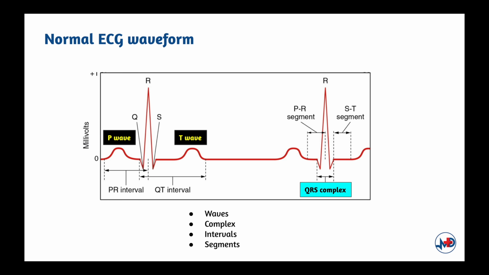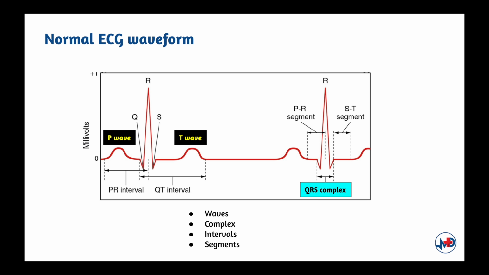This is an ECG waveform. Here we would like to introduce you to the different sections of the ECG. First, let's begin with the waves. We have the P wave and the T wave. The P wave represents atrial depolarization or contraction, and the T wave represents ventricular repolarization or relaxation, which is the time the ventricles take to relax from end of systole to end of diastole.